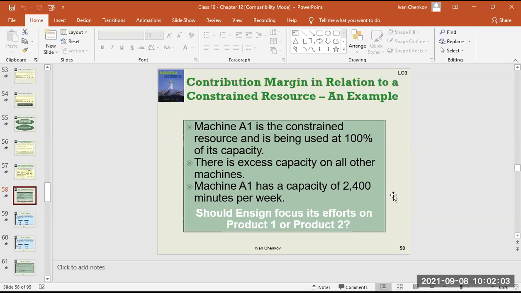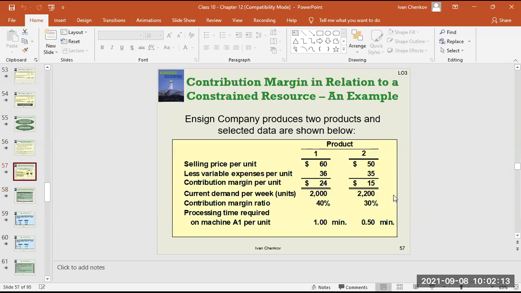That's it. The question is, should this company focus effort on product 1 or product 2? Now, the first question that we have to ask: how many minutes do we need to produce the entire demand for product 1? Or let's put it this way, how many minutes do we need per product?